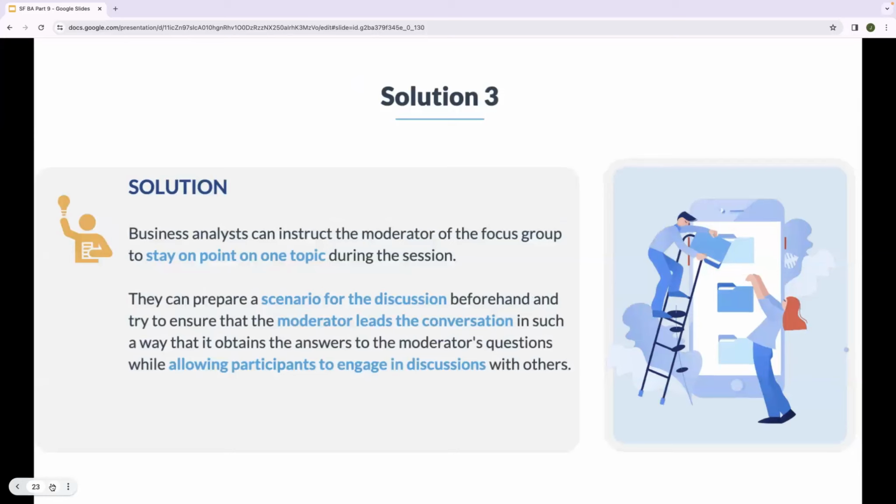Business analysts can instruct the moderator of the focus group to stay on point on one topic during the session. They can prepare a scenario for the discussion beforehand and try to ensure that the moderator leads the conversation in such a way that it obtains the answer to the moderator's question while allowing participants to engage in discussion with others.